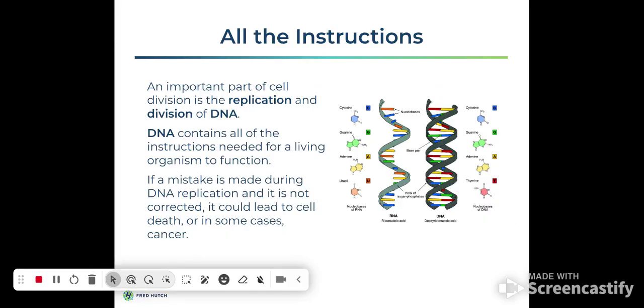So each new cell is going to need to have a copy of all of the instructions that are needed to make other new cells in the future. So this, of course, is DNA. DNA contains all of the instructions for a living organism to function. And if a mistake happens during DNA replication and it's not corrected, then your cells do have a way to cause that cell to self-destruct, or what we'll call cell death. Or if it's not corrected, it could lead to cancer if those mistakes happen.